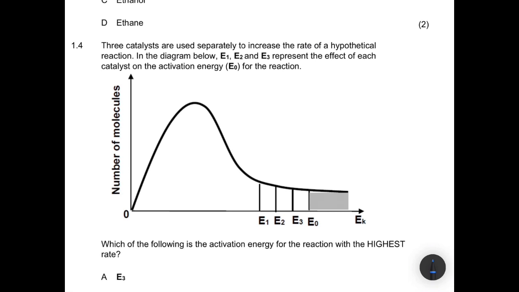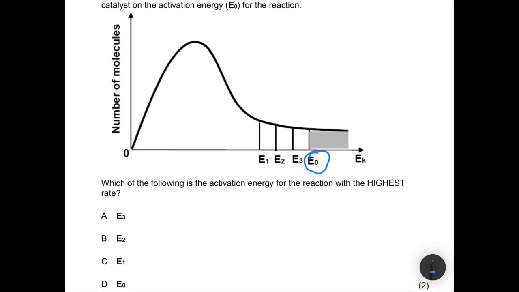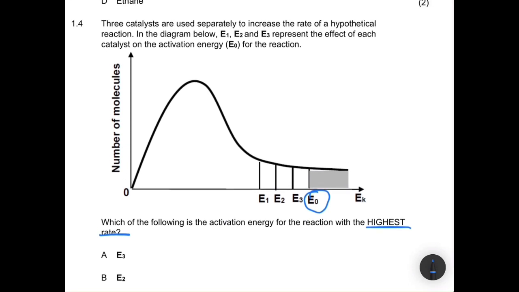The activation energy being E0, right? I just circled it. And then which of the following is the activation energy for the reaction with the highest rate? So a reaction with the highest rate allows more molecules to have the required energy, to be above the activation energy. So we're saying that the activation energy is here at E0, right?